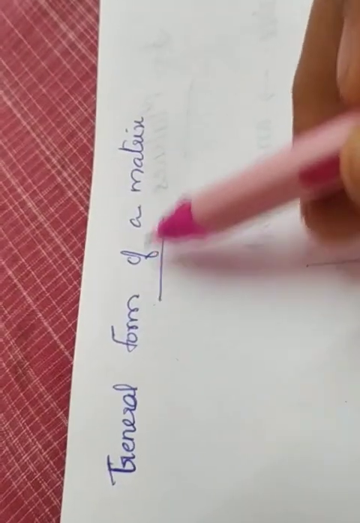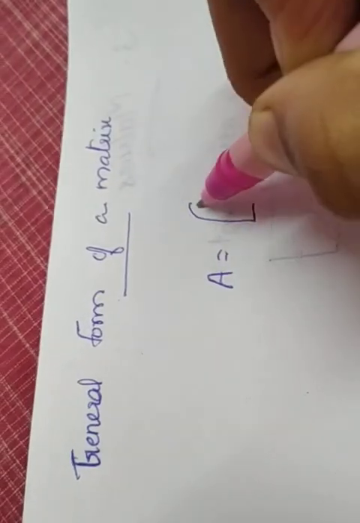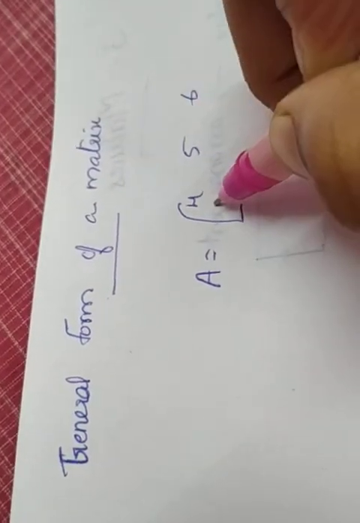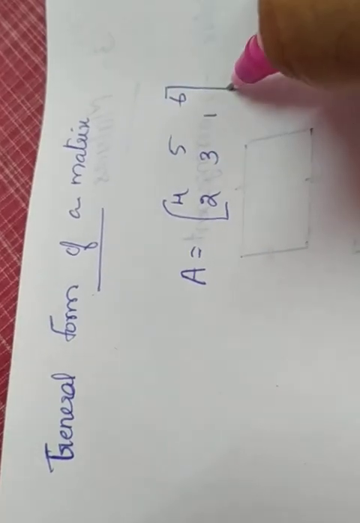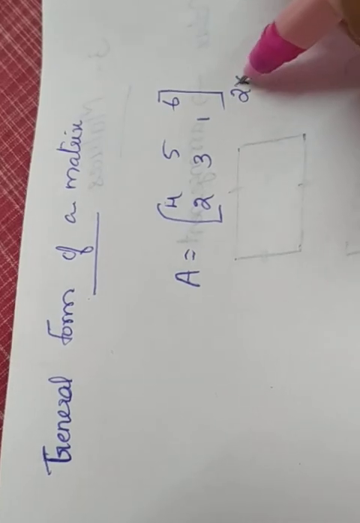In this video, we will be dealing with the general form of a matrix. So, again, if I am taking matrix A equal to 4, 5, 6, 2, 3, 1, can you say the order of the matrix? How many rows? 2 rows and 3 columns. So, the order is 2 by 3.